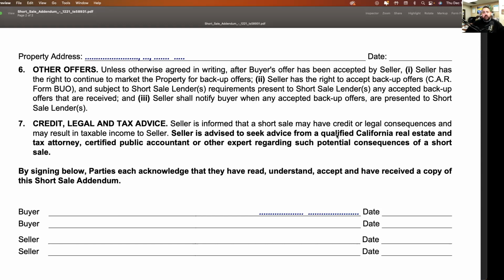And it's the same thing here with the short sale. You may have submitted already to the short sale lender for them to start the process of approving the short sale, and then you get another offer that's a backup, you gotta submit it. You have to, okay?